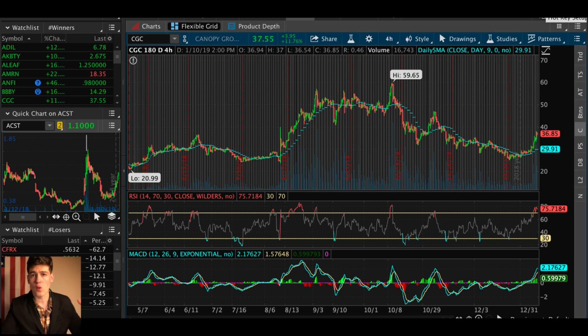Okay, so I want to give one more example just in case the other two haven't yet been hammered in. So CGC is more in line with the stocks that I prefer to trade because it's a smaller cap and it tends to be more volatile, so let's use that example.